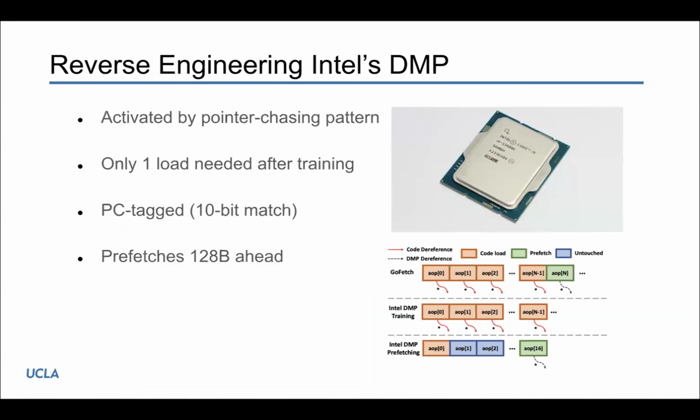It all started with reverse engineering Intel's DMP. And Intel's DMP is very easy to trigger. A simple loop over a pointer array trains it, just as the bottom right graph shows. Then just a single memory load can activate it again, as long as it has a matching PC pattern, and no dereferencing is needed for that load. And the matching is very loose. Only the lowest 10 bits of the PC matter, and the DMP speculatively dereferences data 128 bytes ahead, which makes it easy to predict and manipulate.